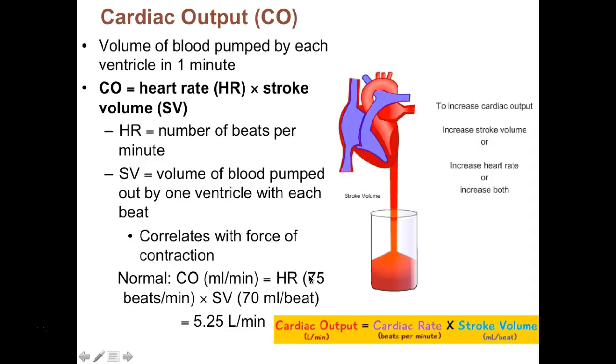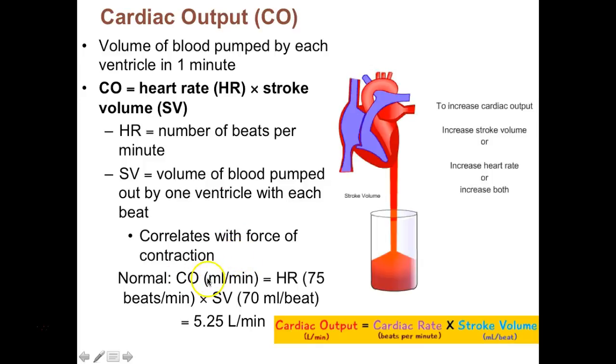And the last thing we're going to talk about is cardiac output. This is going to be the volume of blood pumped by each ventricle in 1 minute. And we can calculate our cardiac output by taking our heart rate and multiplying it by stroke volume. Now, heart rate is going to be the number of beats per minute, whereas our stroke volume is going to be the volume of blood pumped out by one ventricle with each beat. And this correlates with the force of contraction.